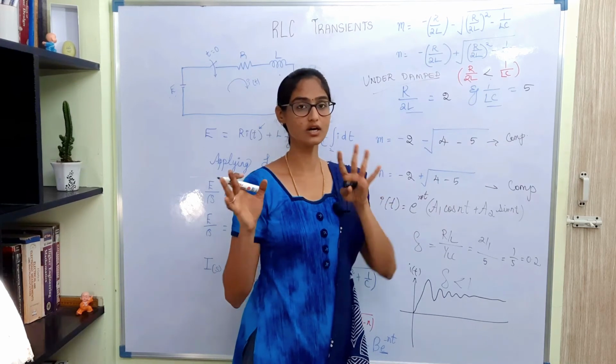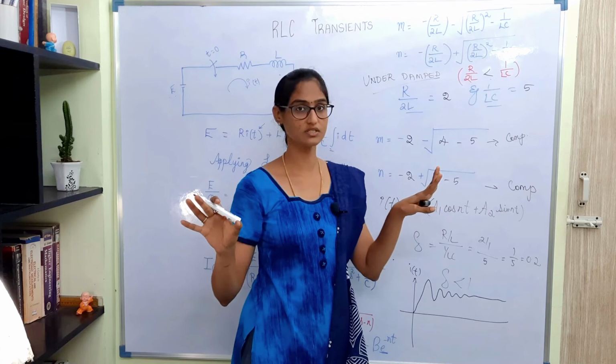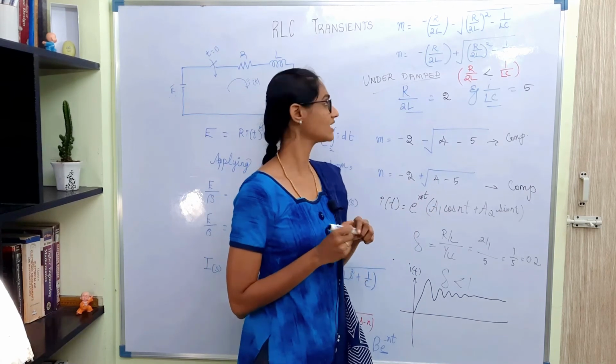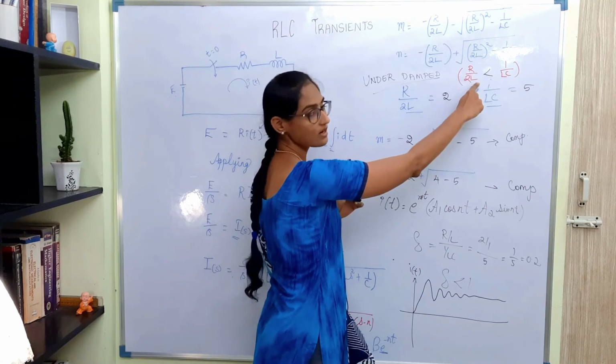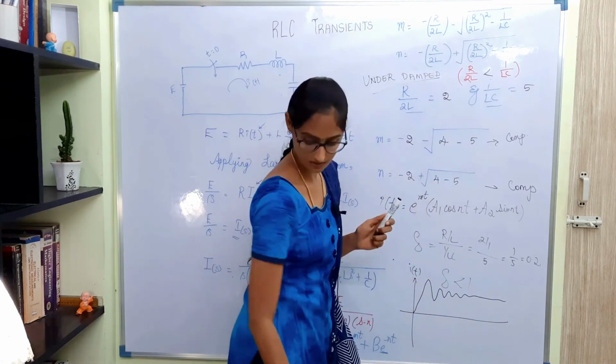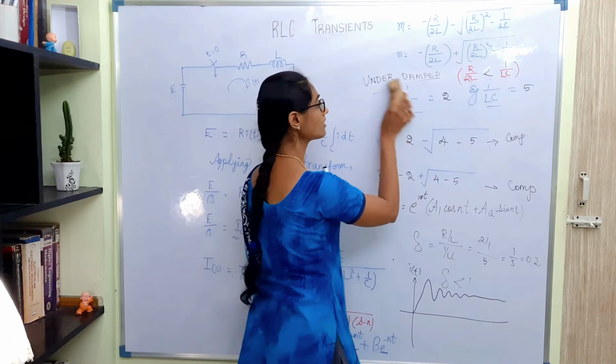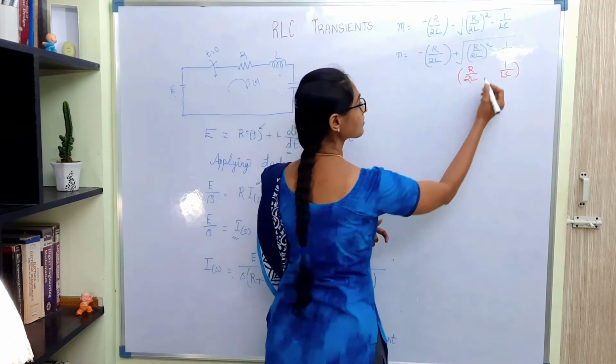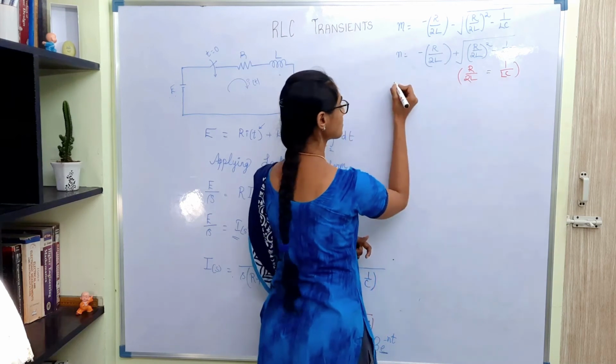Here, in between the overdamped and the underdamped system, we have a critically damped system. That system has R by 2L value equal to 1 by LC. We will now talk about a critically damped system. It is called critical damping when R by 2L is the same as 1 by LC.